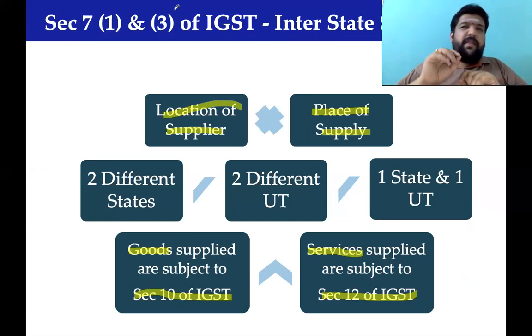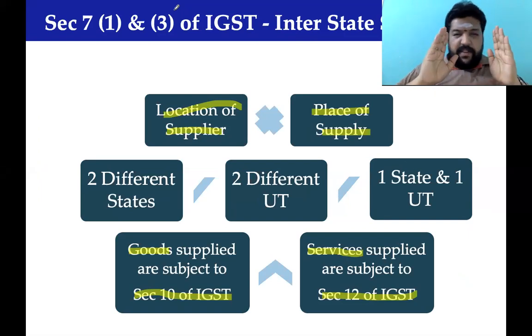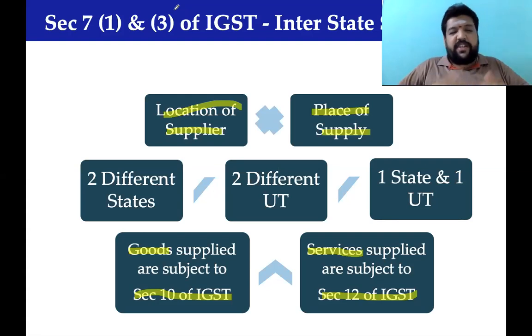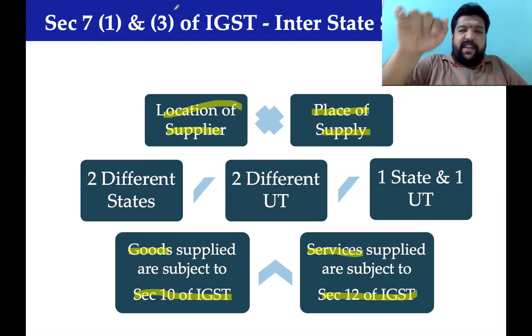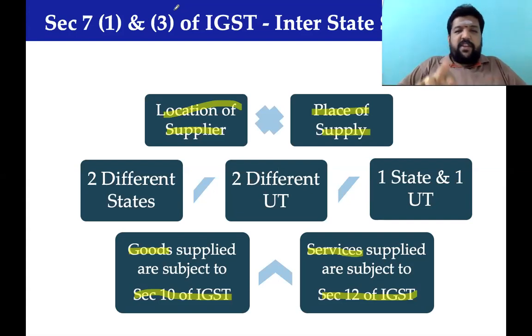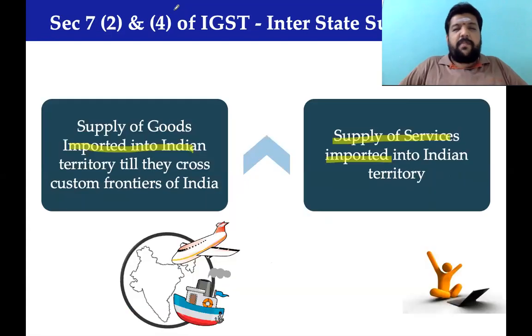Let me repeat it. Sometimes an exam question will give you situations. By reading the situation, first you will use your Section 10 or 12. If it is goods, Section 10. If it is services, you will use 12. Once you use these sections, you will determine place of supply. Once you determine place of supply, then only you will determine nature of supply. So to determine nature of supply, one of the preceding factors is place of supply. Now for our discussions, I may give straight away the place of supply, but the real learning comes in after discussion of place of supply.